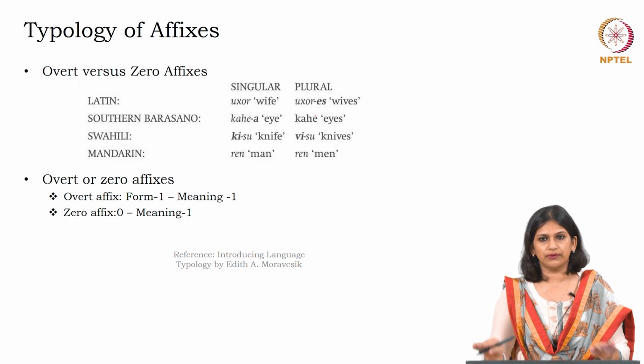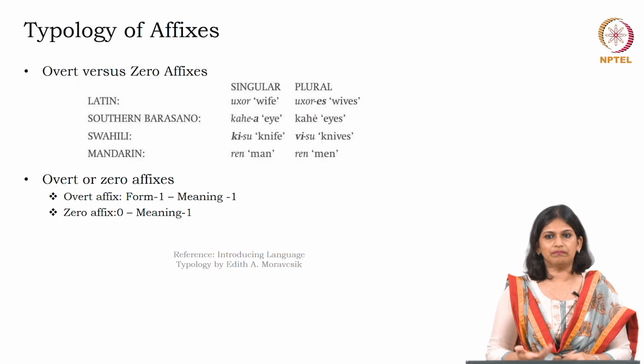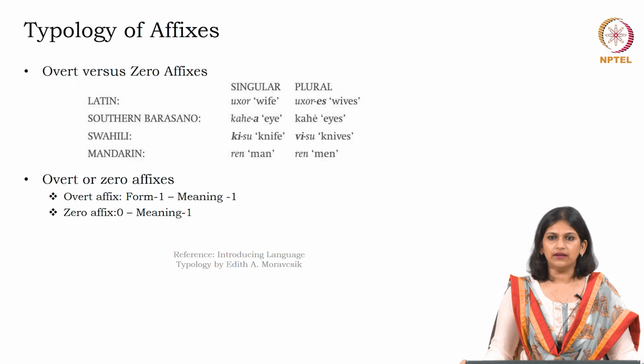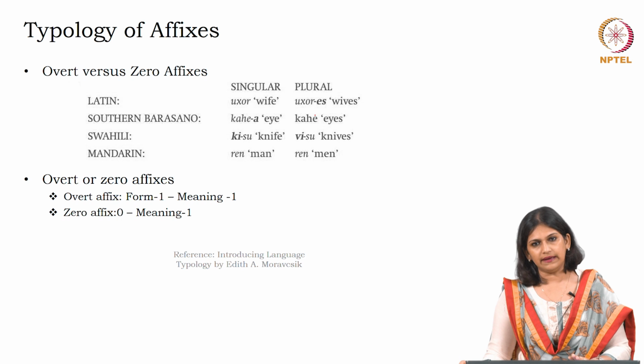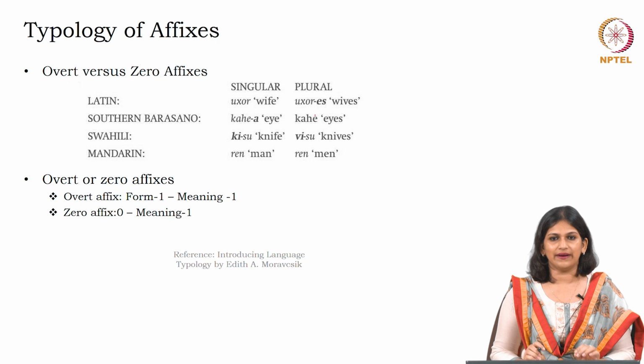And in Swahili, there are phonologically two different forms, also two different morphemes. Okay? In this case, the singular has a ki marker and the plural has a vi marker. So this is a different kind of affixation. And finally, in Mandarin, we don't see any difference. Man is ren and men is also ren. So what does it say? The fourth type, or the Mandarin type, is primarily related to the zero affix form.